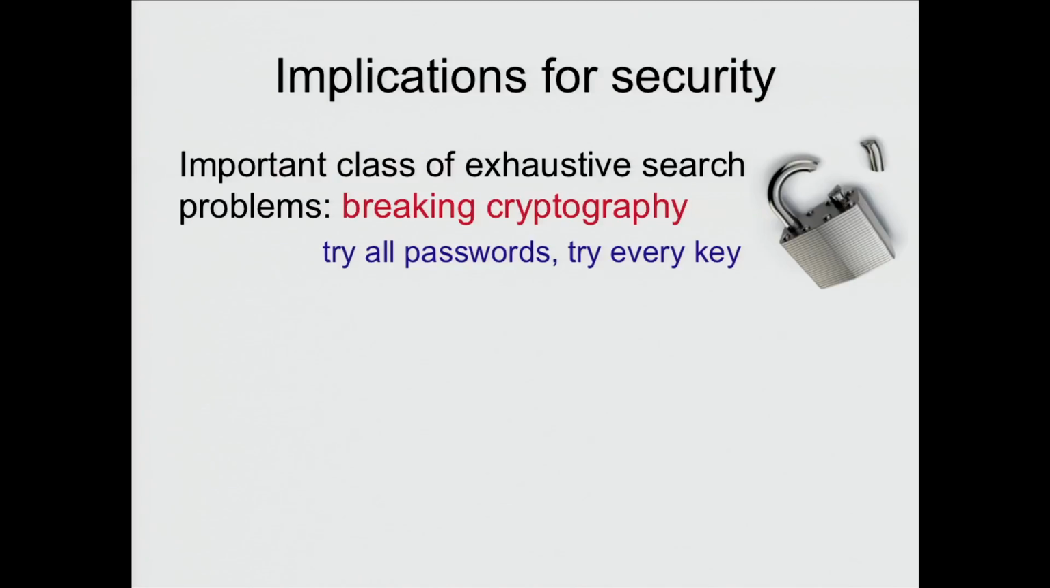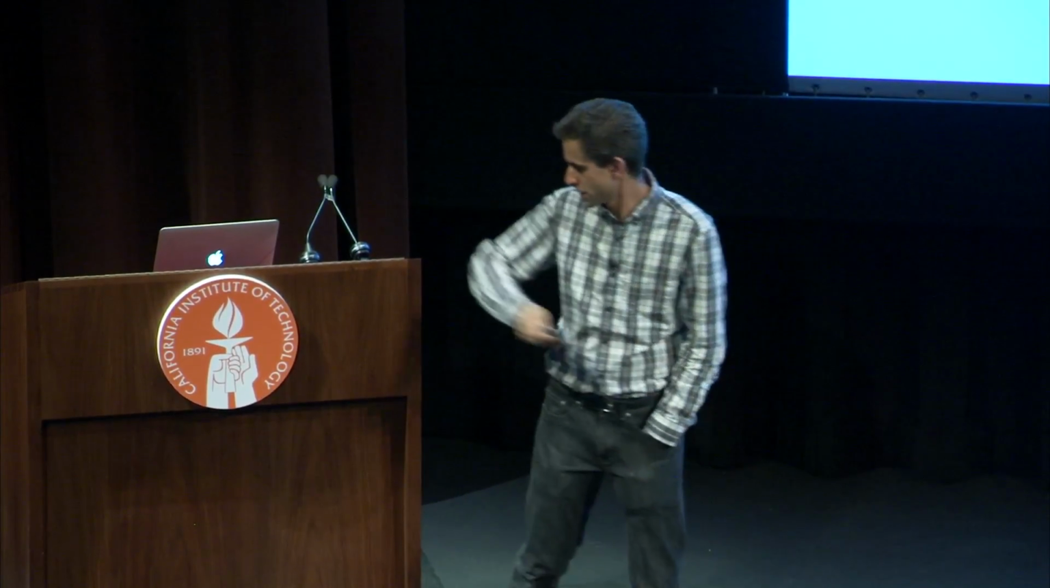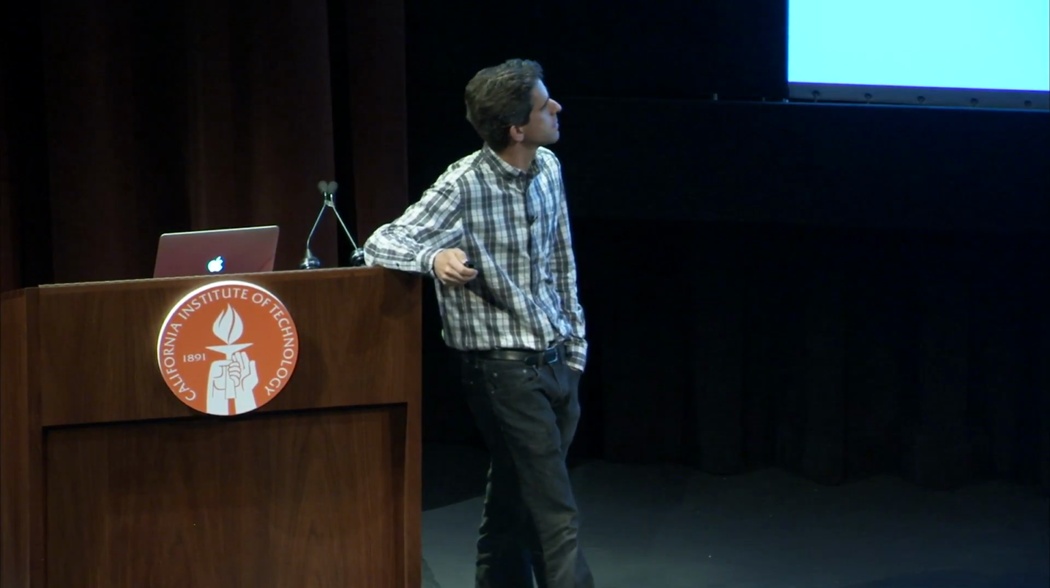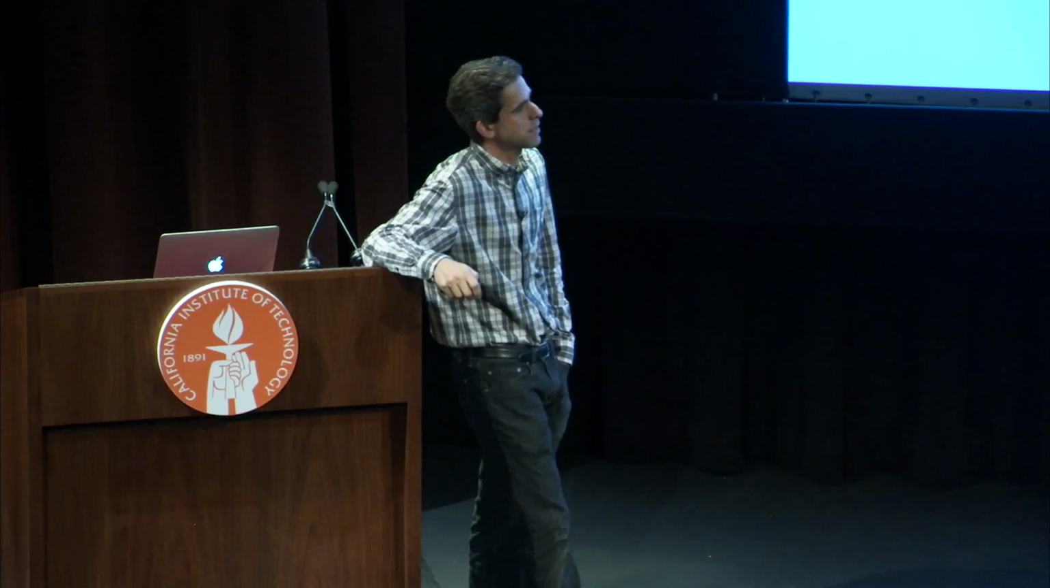And if you had this sort of magical fast algorithm that could solve exhaustive search problems, among many other consequences, you'd be able to break cryptography. It would essentially render cryptography useless. Security on the internet would be non-existent. So this is a hugely important question. Now, don't worry too much. We don't think NP-complete problems have fast algorithms, okay? We don't think so.